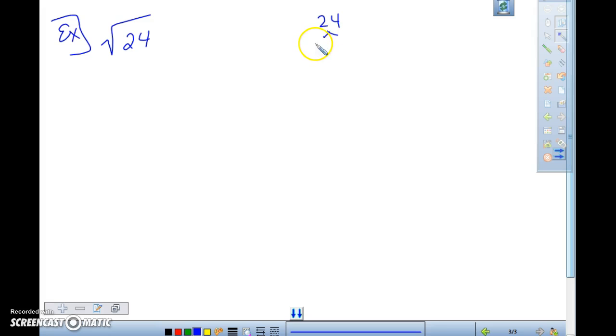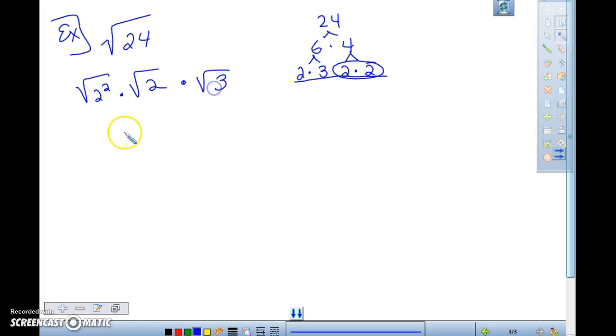All right, so factor tree 24. What would give us 24 if we multiply? 6 and 4, or you could do 3 and 8. It doesn't matter. Then we're going to keep factoring until we get to primes. This would be 2 times 3. This would be 2 times 2. So here, if we look at this last line, you see how there's 3 different 2's? I'm not going to write it as 2 cubed because the name of the game is square root. I'm looking for pairs. So I'm going to write it as 2 squared times the square root of 2 times the square root of 3.